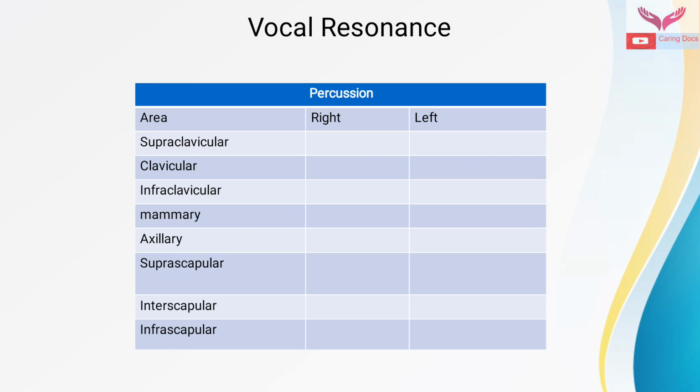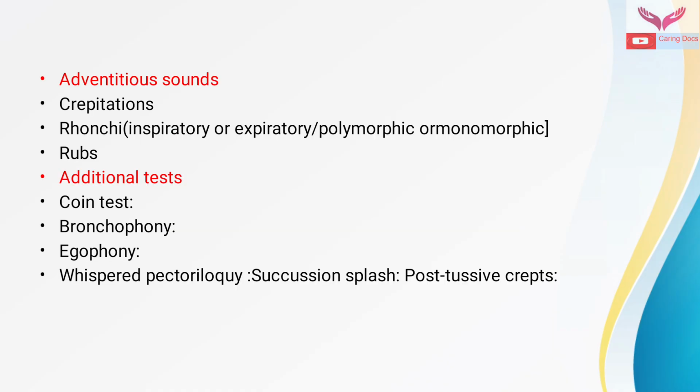Similarly, this is the vocal resonance. Vocal resonance is the lung sound which is heard with the stethoscope. We have to hear it on both right and left side, supraclavicular, clavicular, infraclavicular, mammary, axillary, suprascapular, interscapular, and infrascapular areas. We have to check for any other adventitious sounds like crepitations, rhonchi, rubs. We can do additional tests like Coin test, bronchophony, egophony, whispering pectoriloquy, succussion splash, post-tussive crepts.